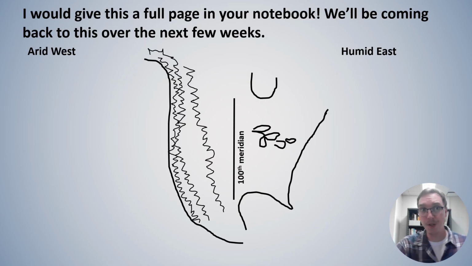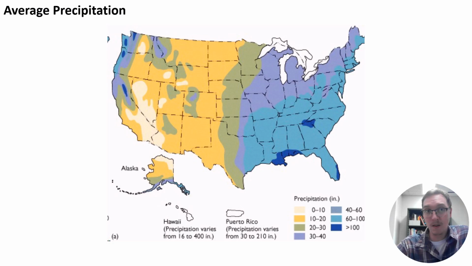Now, draw out a column on either side. You've got the arid west, you've got the humid east. All right, once you've got that, go ahead and advance.